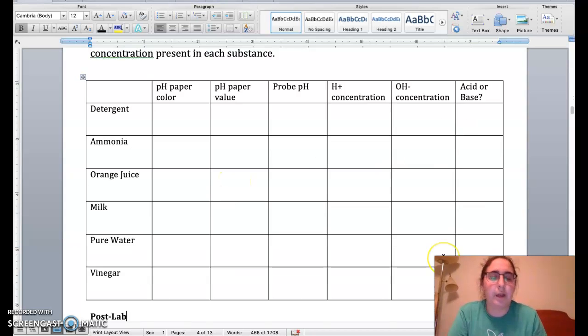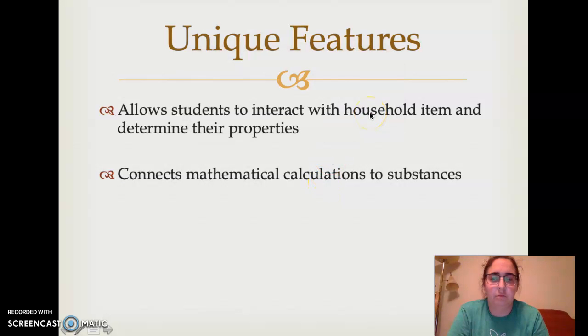Some unique features of this lab: it allows students to interact with household items. So we're not just using weird acids and bases that they may or may not be able to pronounce. It's things that they see every day. Maybe something that they'll remember when they open the kitchen cabinet and see vinegar and make a connection to its pH. The other unique feature is it connects the mathematical calculations that we're talking about in class to actual substances. I could very easily have just given them a worksheet and said, vinegar has a pH of this, calculate this, but this gives them a chance to actually measure that pH and then do the calculations.